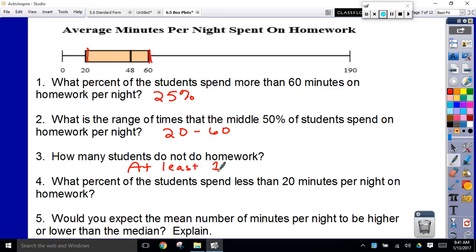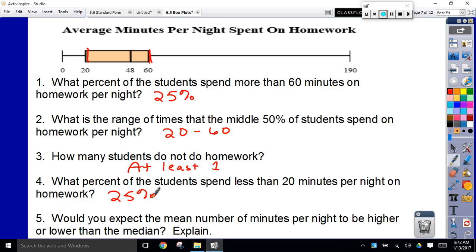There's no way to tell how many unless we knew, well, even then we could tell how many were in the range from 0 to 20 if we knew how many students there were total represented in this box plot, but we still wouldn't know how many were exactly in that 0 range. Okay, number 4. Volunteer? Gretchen? 25%. Good, another 25%. And number 5, another volunteer.